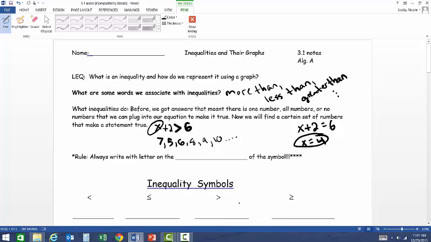So we're going to write our answer using an inequality symbol. We always want to write our symbol with the letter on the left. And there's a reason for it, but for right now, let's just get that in our heads: we always want our letter to be on the left.